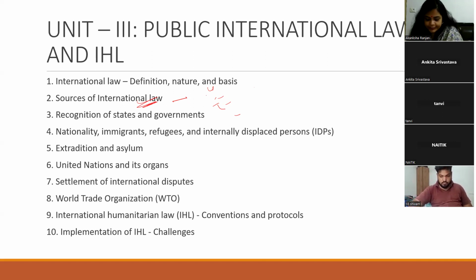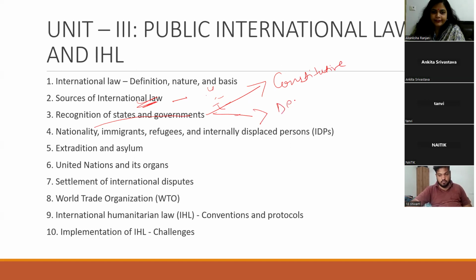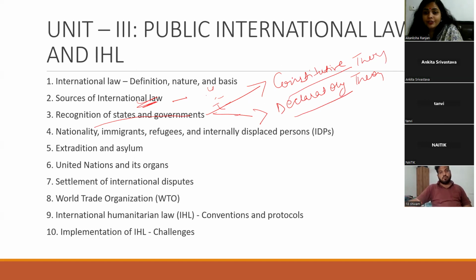Then for recognition of state and government, again, there are two theories of recognition. One is the constitutive theory. The second is the declaratory theory. These are the two theories of recognition. This is important, and from these two theories, the meaning of each theory and who the thinkers under them are is important for the purpose of examination. So go through these two theories if you are covering PIL.